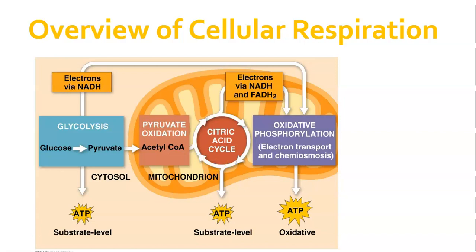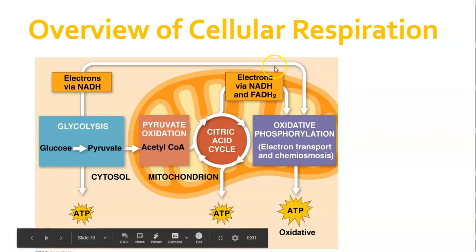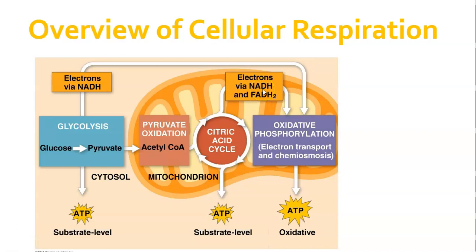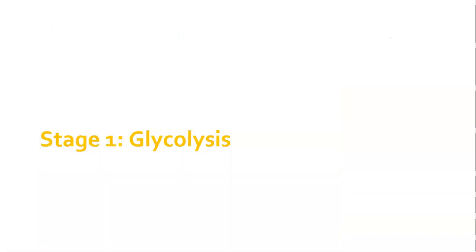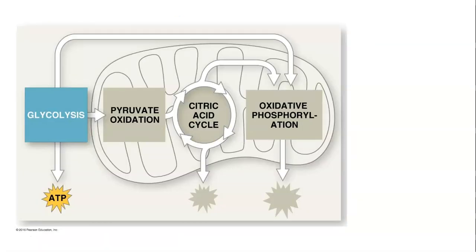So a little bit of energy is made here too. But most of the energy is going to be packaged up into NADH, and then there's a second one called FADH2. These again are two electron carriers that basically carry the electrons to the third step, which is where something called oxidative phosphorylation takes place. And that's where most of the ATP is made. So glycolysis, first step.